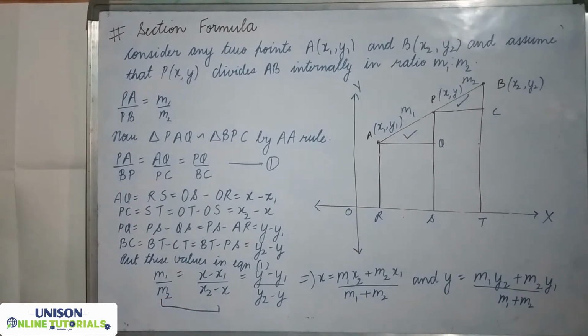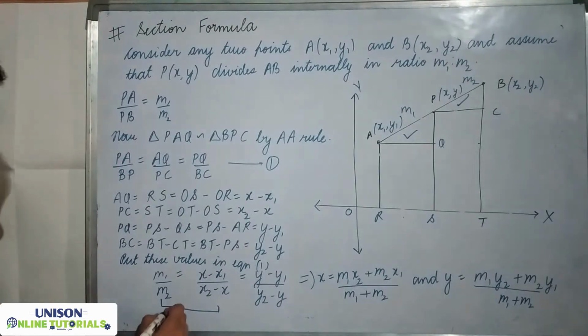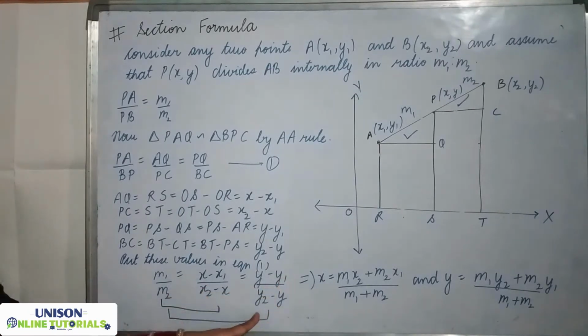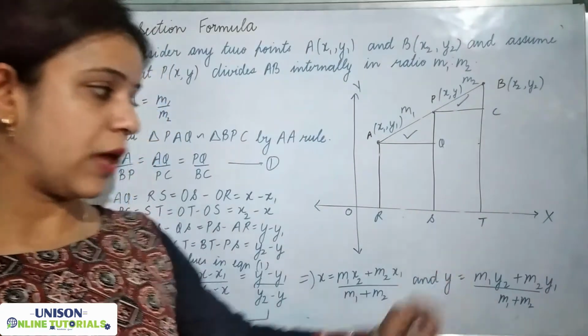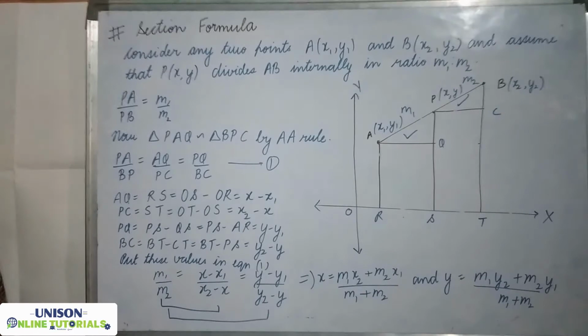Now, using cross multiplication, we get x equals (M1 x2 plus M2 x1) by (M1 plus M2). Similarly, M1 by M2 is also equal to (y minus y1) upon (y2 minus y). Using cross multiplication, we get y equals (M1 y2 plus M2 y1) by (M1 plus M2). So these are the coordinates of point P, x and y. This is the section formula that is used to find the ratio.